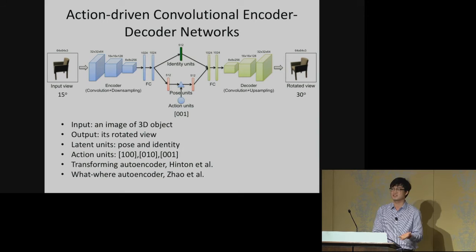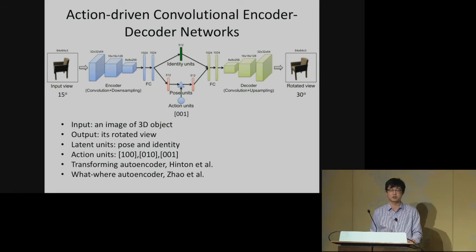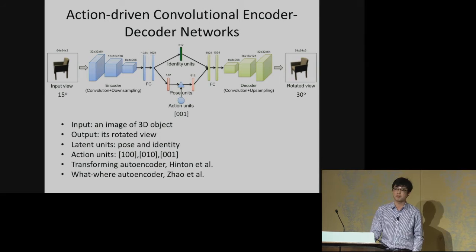So obviously, this is a convolutional encoder-decoder network. Given the input image, we have an encoder to produce high-level representations, where we can apply our transformation, so that we have a decoder to produce the rotated or transformed image. I think, at a high level, these ideas relate to the transforming autoencoder, which was just presented by Yang this morning, but we are a different kind. The significant difference is that we have these action units, which control the transformation.